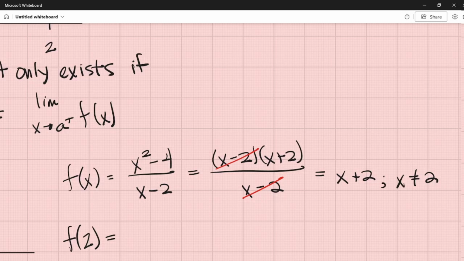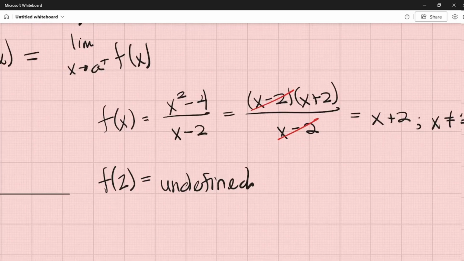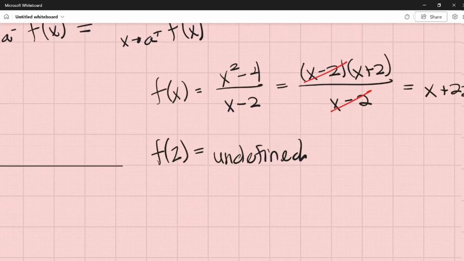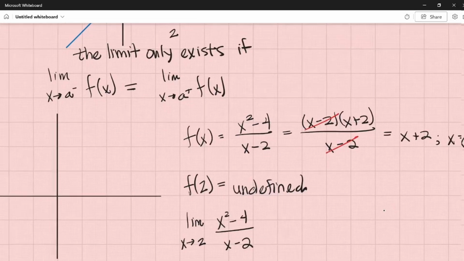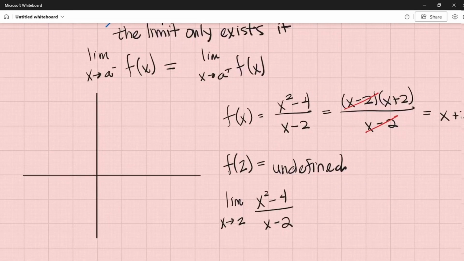So the function itself is undefined because it results in division by 0. However, we can take the limits, left-handed or right-handed. And if we graph this, we know that it's simply x plus 2, but x cannot equal 2. So that's just a line with a slope of 1, shifted to the left by 2 units. Something like that. We know that we have a hole in the graph.